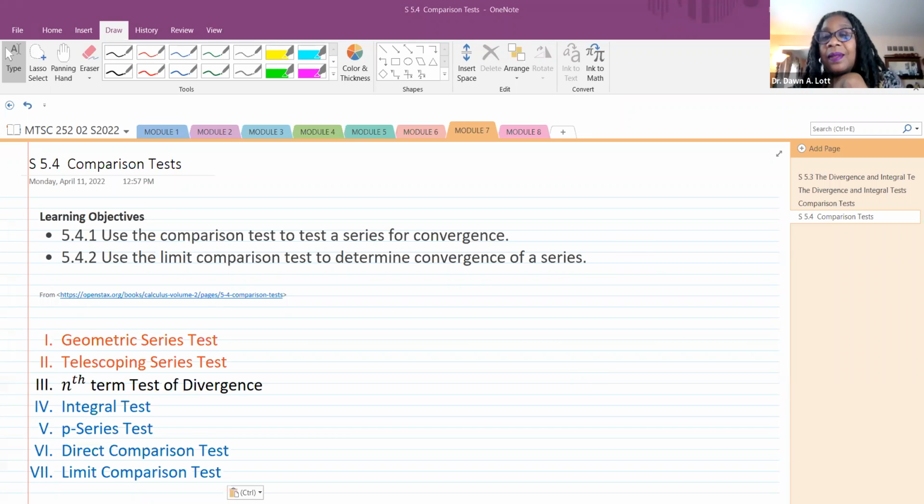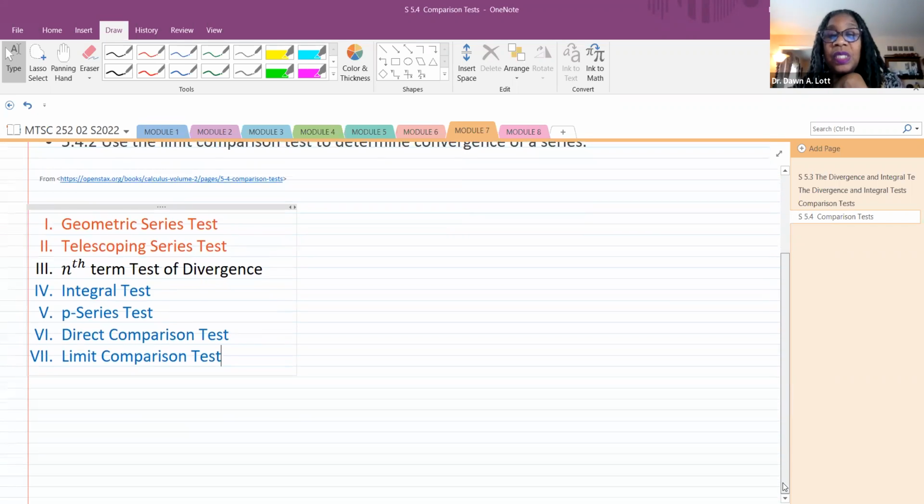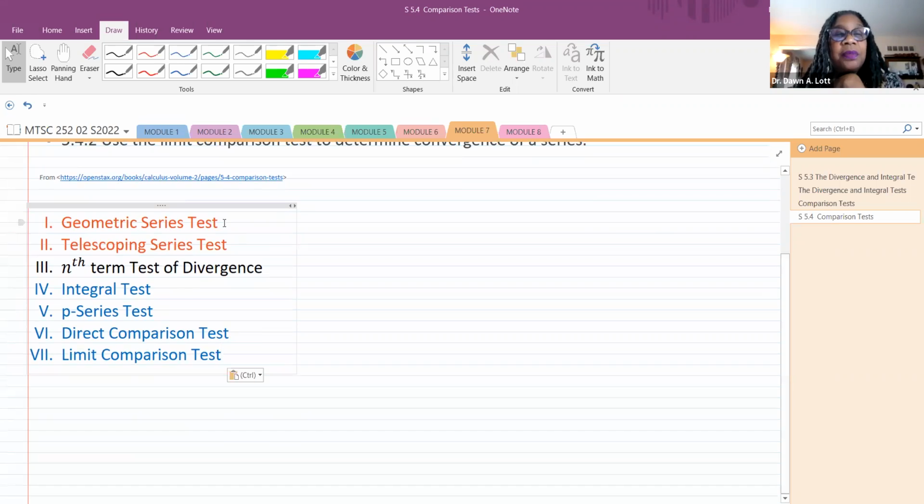Okay, we're going to keep moving. You guys need to review this. The geometric series test has a particular form. It is one of 2 tests that can be summed if it converges. It converges when the absolute value of R is less than 1.